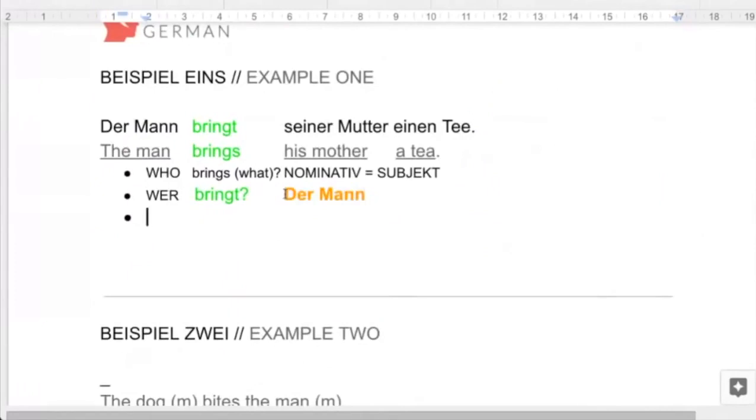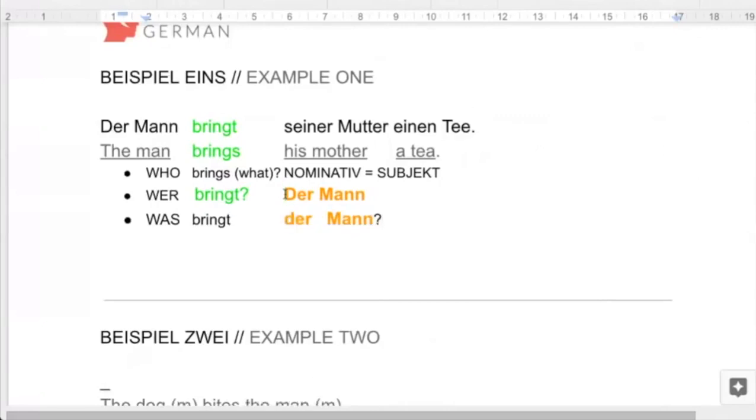Next question would be, what does the man bring? Because if someone is bringing something, I want to know what he's bringing. And in German, that would be was. And please note the technique I use here. Was bringt, and all I do is take over. Was bringt der Mann? I integrate the answer from before, from above, and just add it to was bringt. And the answer to was bringt der Mann, you can answer it yourself first, of course.